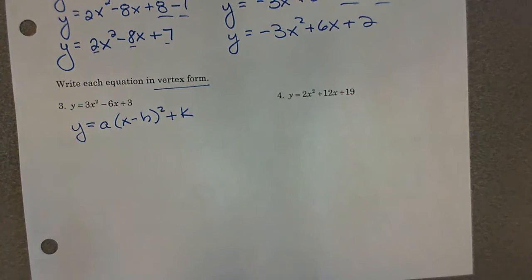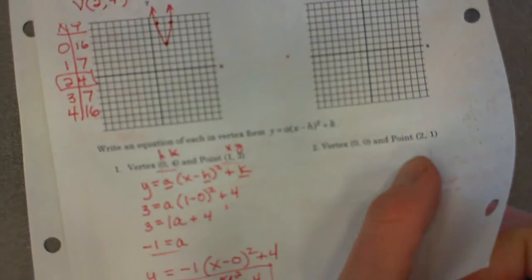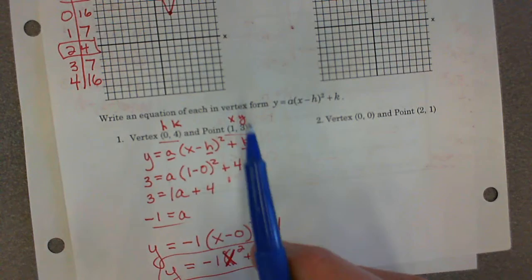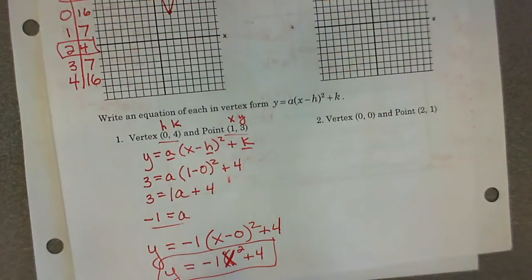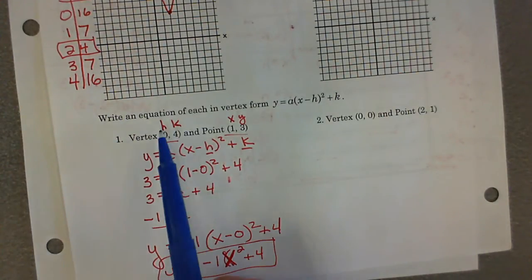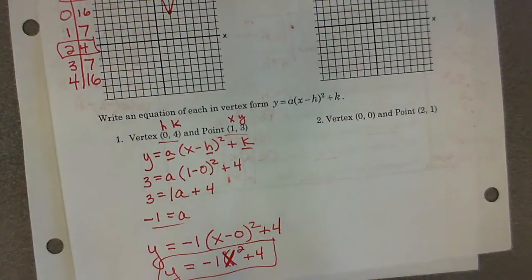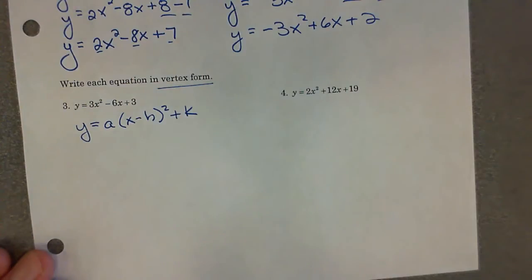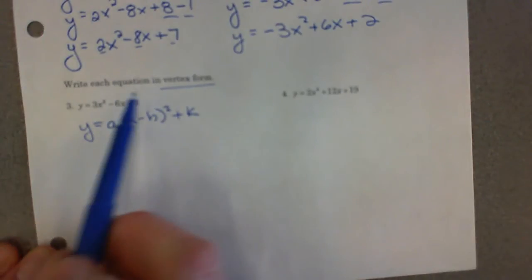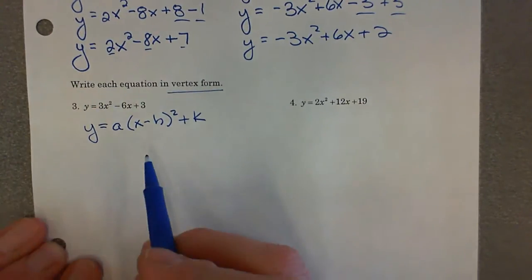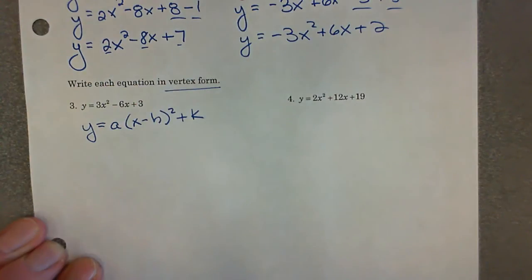Now, in yesterday's lesson, we had problems that looked like this, where they gave us a vertex and a point, and you needed to write the equation. There, we knew the h and the k, but we didn't know the a, so we had to plug in a point so we could find a and write our final equation. Well, here, we don't know our vertex. So since we don't know our vertex, we need to find h and k.